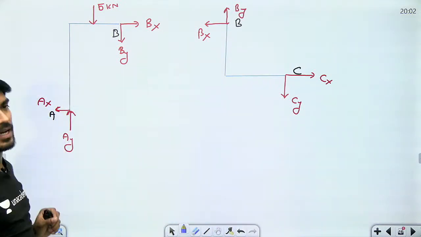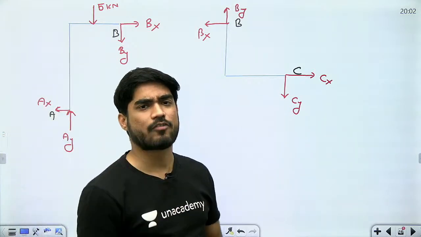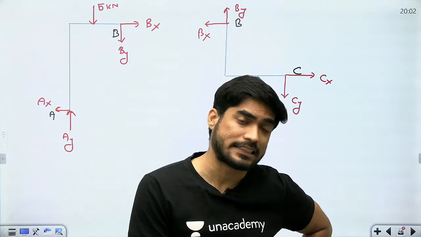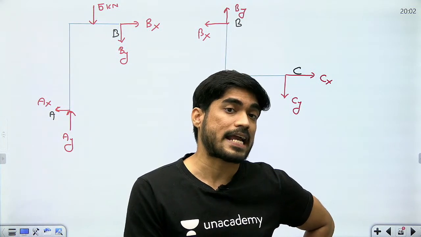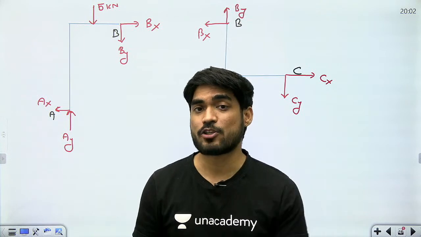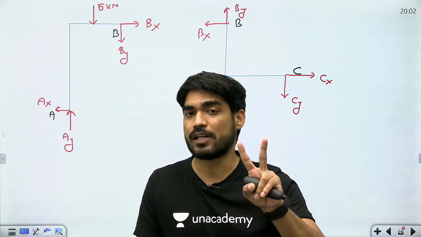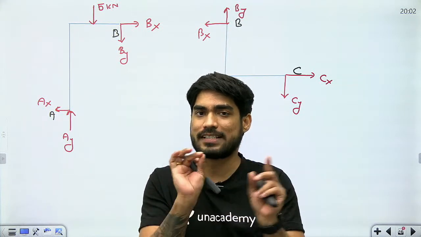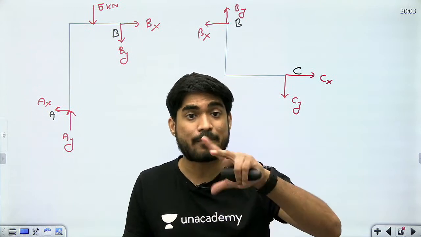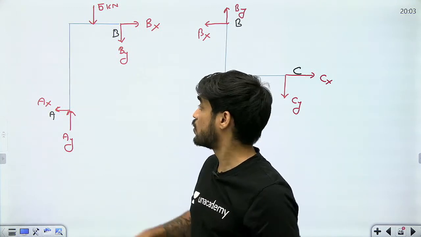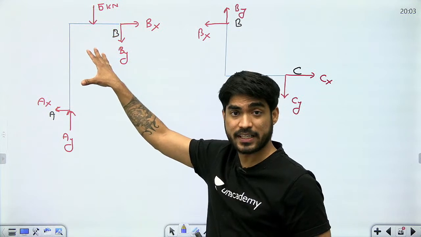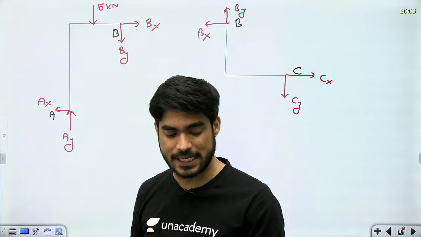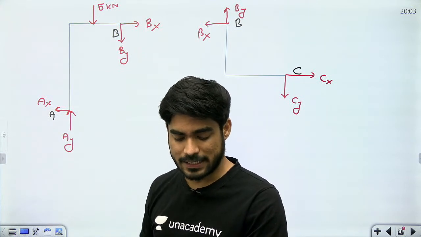Now on every member, how many equilibrium equations can I apply? See, on the joint I have only 2 equilibrium equations, summation of fx and summation of fy, because on the joint all the forces are passing through the same point. So I can't apply the equation of moment. But here not all the forces are passing through the same point, so I can take moment. So here how many equations do we have for each member?